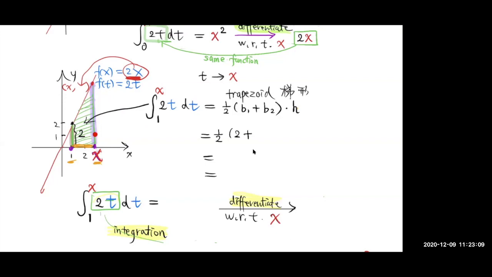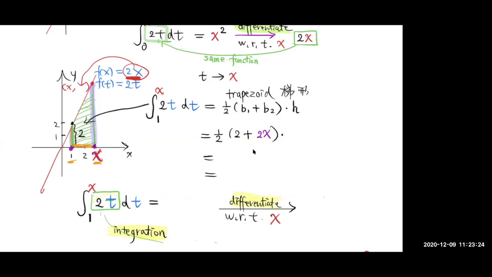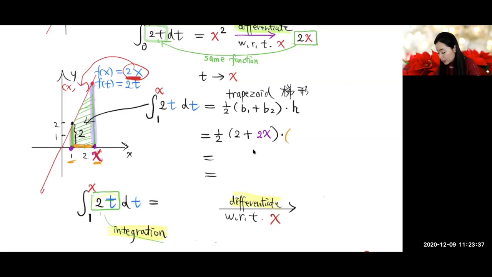2x, yes, you got 2x. And then what will be the height? This is the height for the trapezoid. What's this height? X minus 1, you got it. So that will be x minus 1.